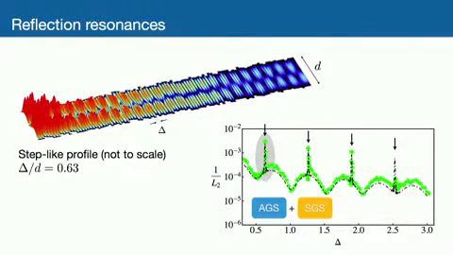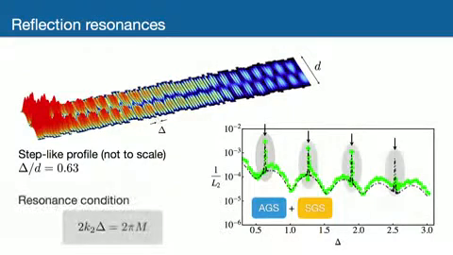Finally, adding up both expressions for the inverse alternation length and comparing them with our numerical data, we obtain excellent quantitative agreement. Since we can describe our model fully analytically, we can also identify the position of the reflection resonances, as being determined by the condition that the product of the step width delta and twice the longitudinal wave number is an integer multiple of 2 pi. In our paper you will find all details on how we arrive at this result, including a detailed analytical treatment of all the involved scattering mechanisms.